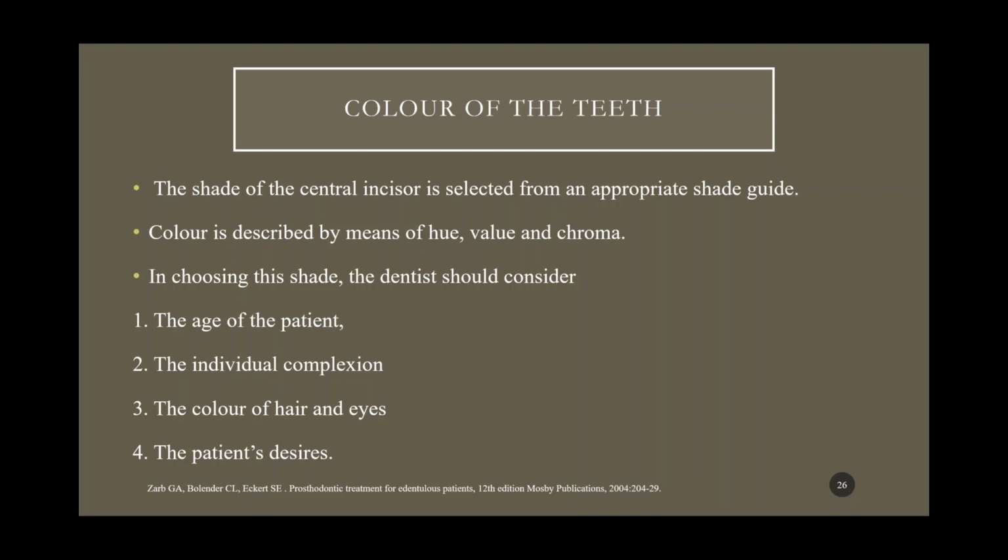Then translucency is another property which allows the object to partially allow the passage of light through it. And so while selecting the shade, we can think that enamel has a high brilliance and translucency, so the artificial teeth should also show the same properties for the natural appearance. Then while choosing the shade, the dentist should also consider the age of the patient.